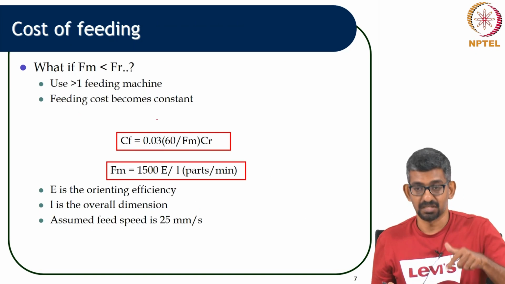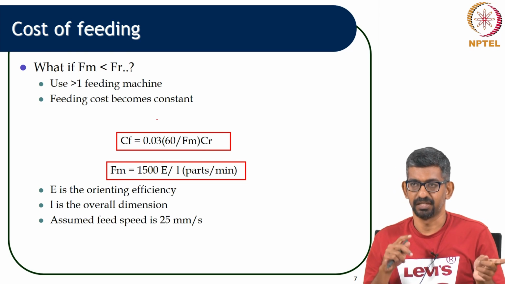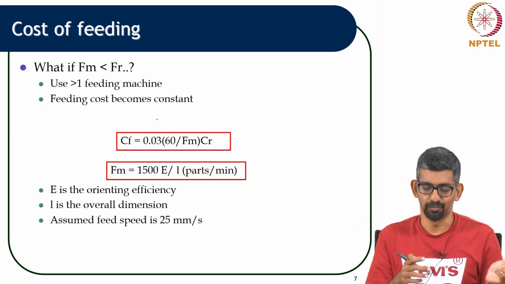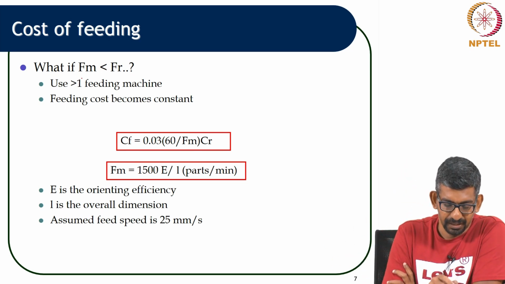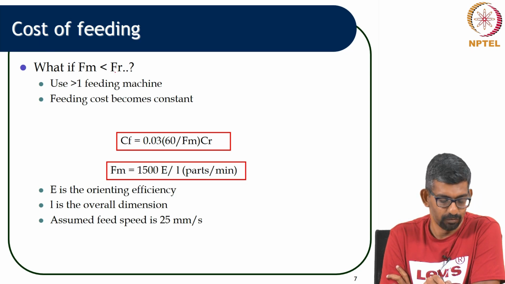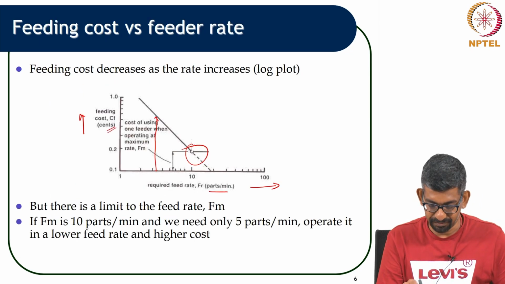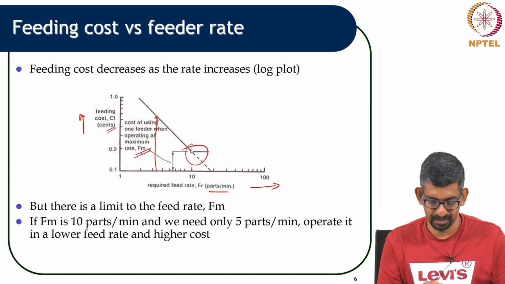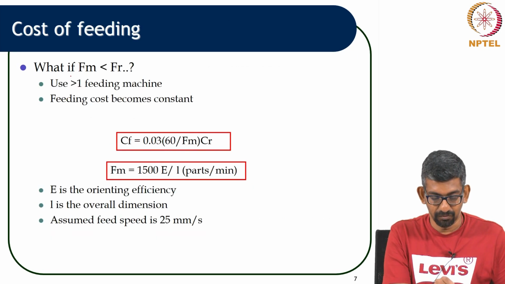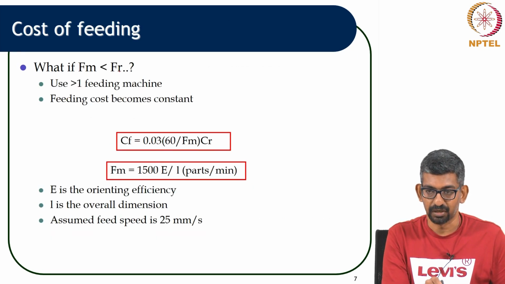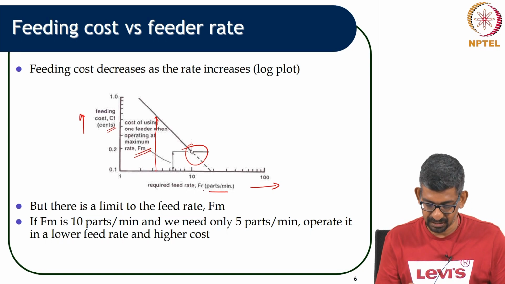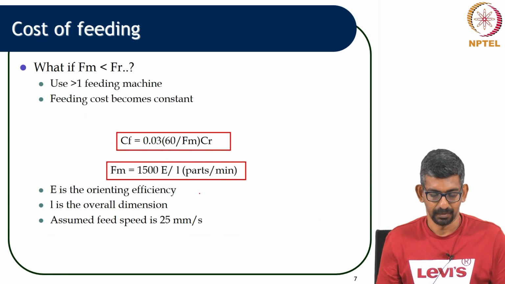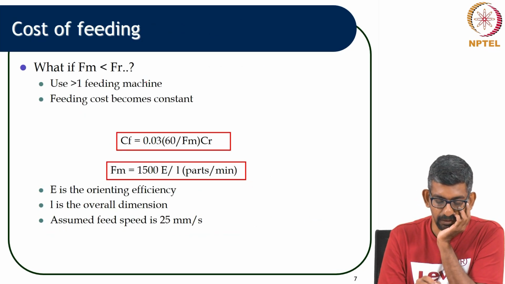But what is the cost of feeding? This is what we said, like 100 rupees, 200 rupees, 1 rupee, 2 rupees. So, what is that cost of feeding? Just in case your FM was less than your FR, what is this FM? FM is this saturating value, the maximum at which the machine can operate, that is what your FM is. What is your FR? FR is nothing but your feed rate. If FM is less than FR, then use greater than 1 feeding machine, that is what it says.